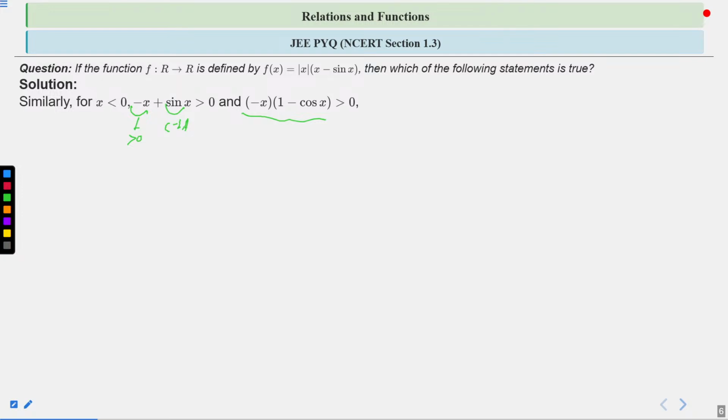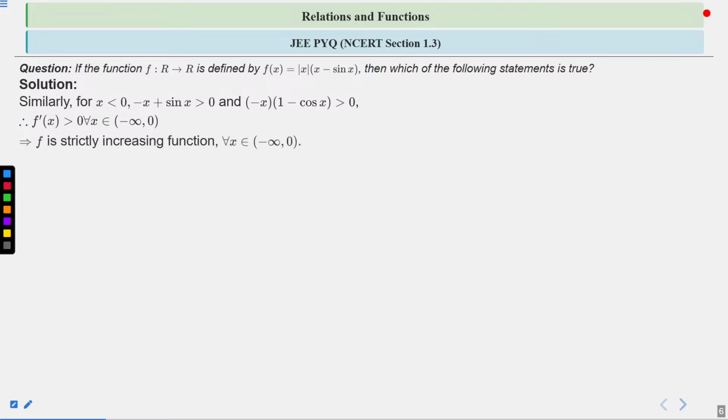Clear? As x is less than 0, so this function will be greater than 0, and this function is already greater than 0 because cos x is less than 1 always, right? Clear? So f dash x is greater than 0 for all x belongs to minus infinity to 0 also.